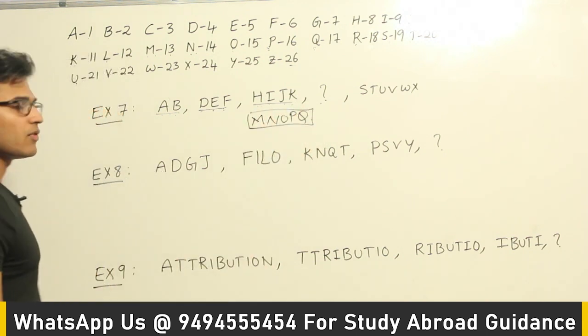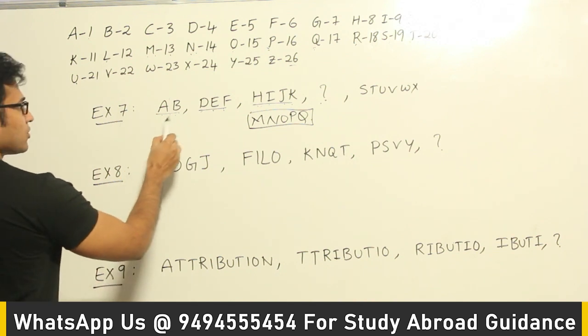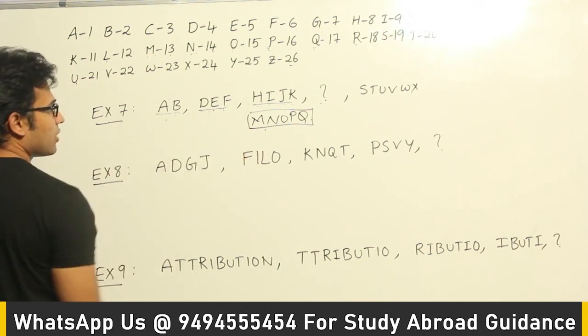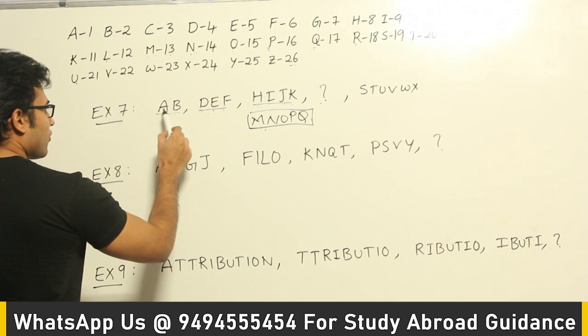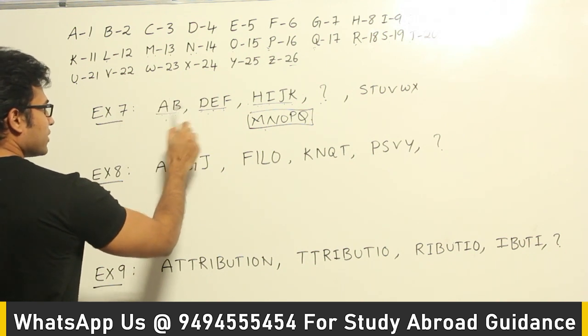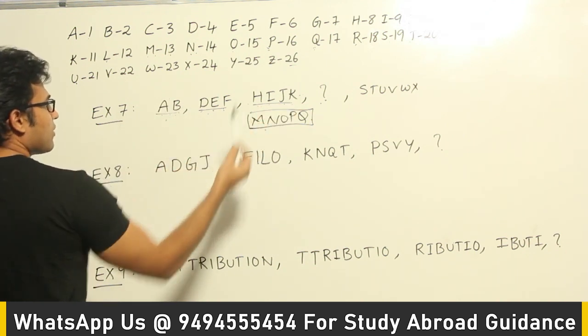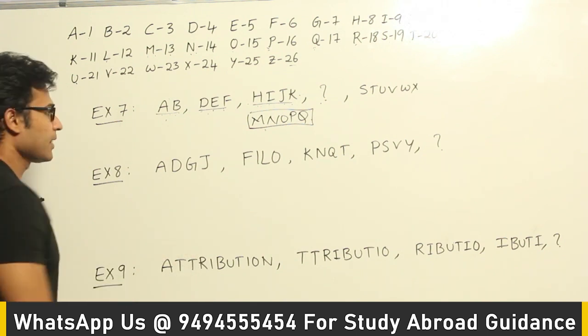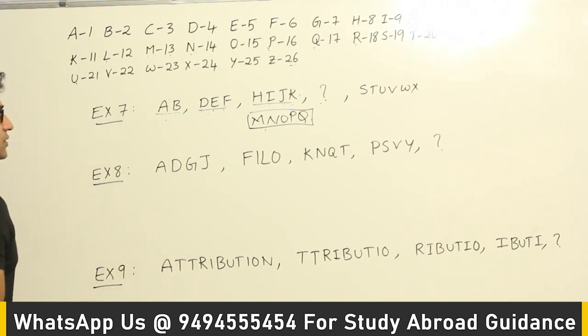Are you getting this? Why? Because the number of letters here are 2, 3, 4, and therefore number of letters are supposed to be 5. And after every word 1 letter is missing. That is why I have missed after K 1 letter and I got this. Okay. And coming to the next one, you see this.